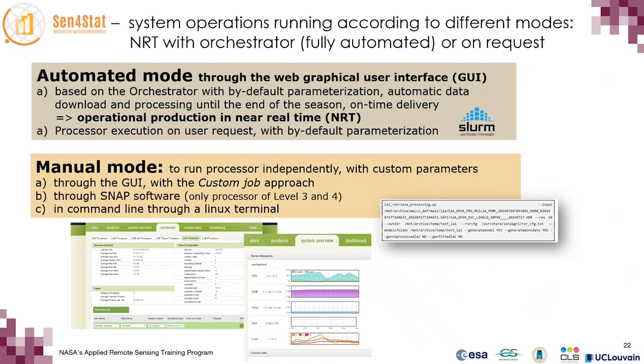Alternatively, the manual mode can run processors independently using a custom job. The custom job allows you to define your own custom parameters and will run on its own for a dedicated task as you have defined it. You can see below the dashboard, which allows you to assess the resource use on your computer for the different processors. This is very important, of course, to make sure that you have enough storage, enough CPU, and enough memory.